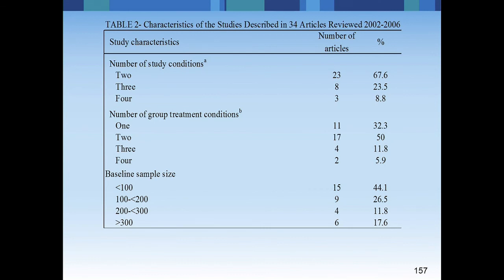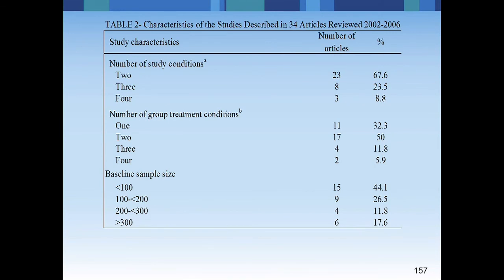There were a limited number of studies that had 3 study arms and even fewer that had 4. The number of group treatment conditions was variable. 32% of the studies had just 1. So perhaps in this case it's going to be the treatment arm that included small groups, and the control arm did not. 50% of the studies had group treatment conditions in both arms, so both the intervention arm and the control arm. And then a small fraction had 3 or even 4 group treatment conditions.